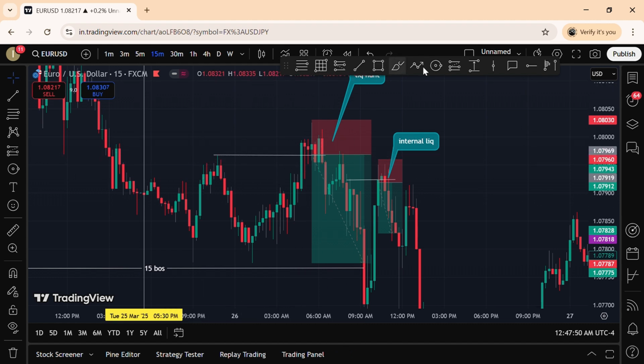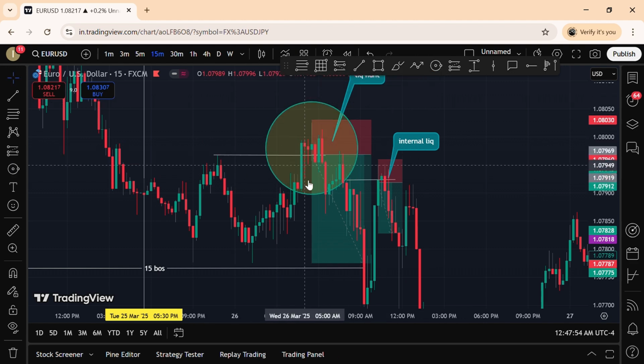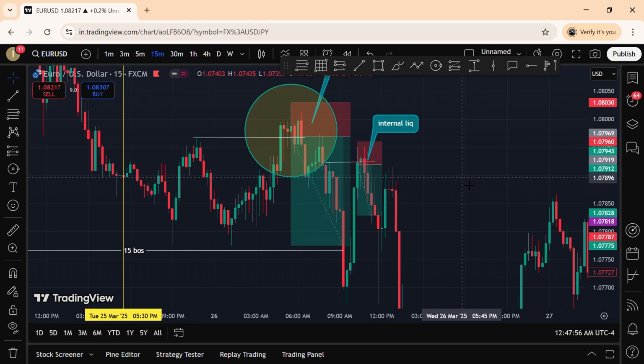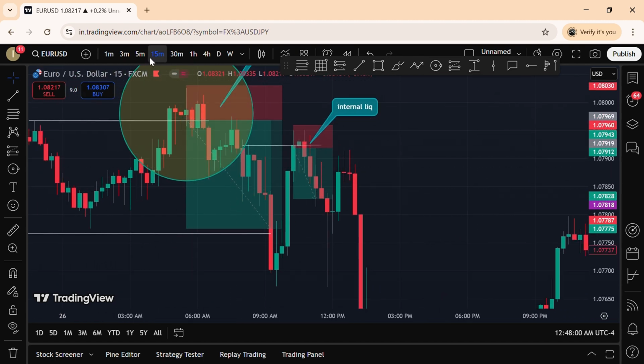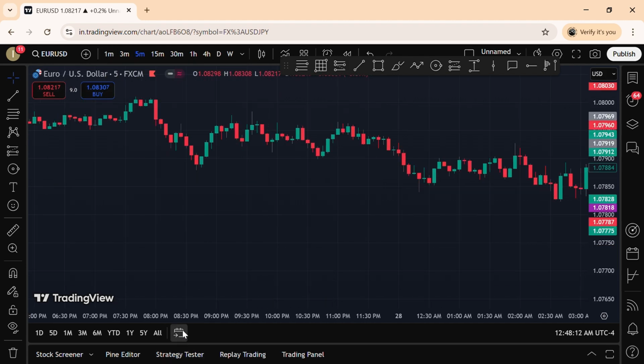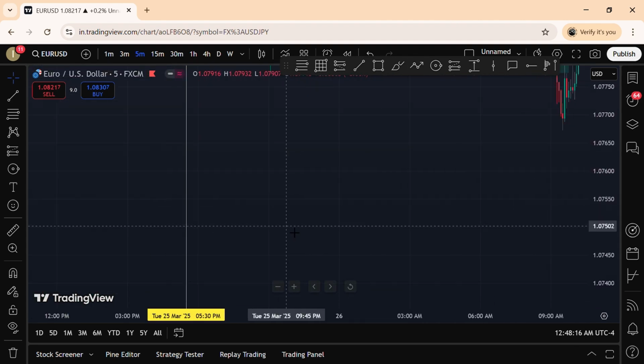So let's mark the MSS areas so that we don't need to search for it. Now let's go to the lower time frames to search the entry. One more useful tip: if the setup is of 15 minutes, 30 minutes, 45 minutes, use 1 minute for searching for entries. If the setup is of 4 hours, one day, use 3 minutes. If more, then use 15 minutes.